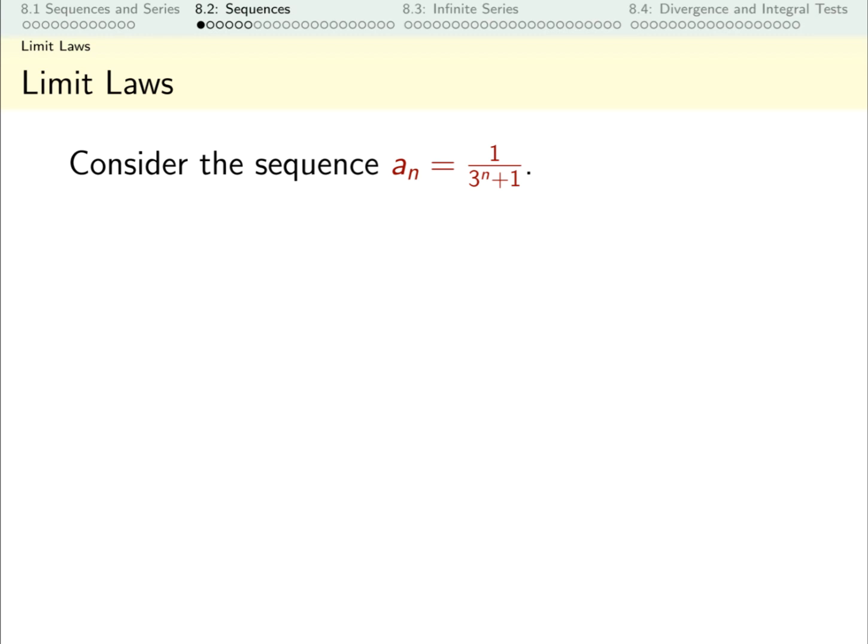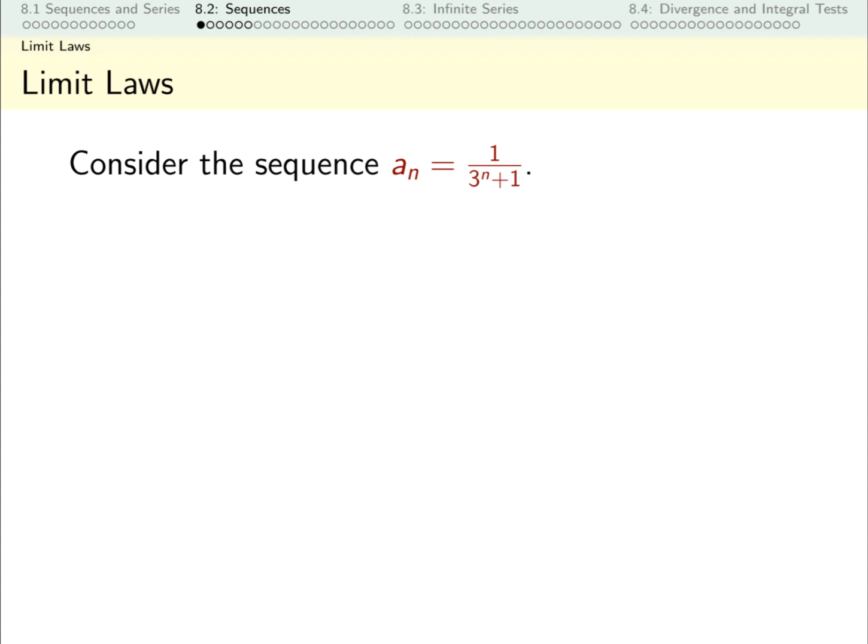One question we've already asked is, what happens to the terms of a sequence as they go on? We're going to talk about some limit laws, and almost none of them are going to be surprising. Mostly they tell you you can do the things that you intuitively want to do. Let's start with this sequence.